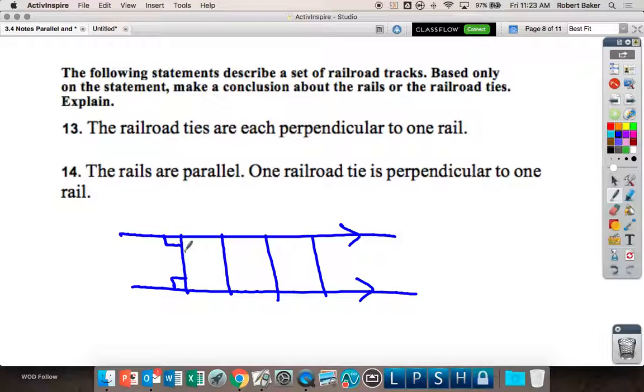This is fun, right? No? Who knew parallel perpendicular could be so complicated?